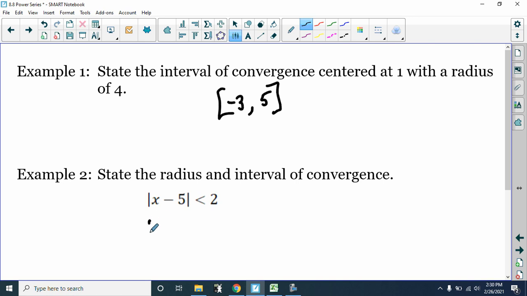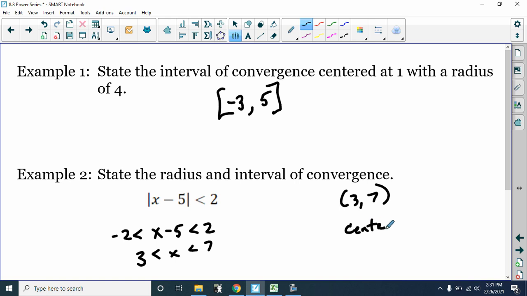In order to do that, let's first look at it this way. If we have the absolute value is less than 2, that means distance from 0 is less than 2. So x minus 5 would have to be between 2 and -2. And then if I add 5, I get x is between 7 and 3. So our interval of convergence is from 3 to 7, which notice has a center at 5 and a radius of 2.